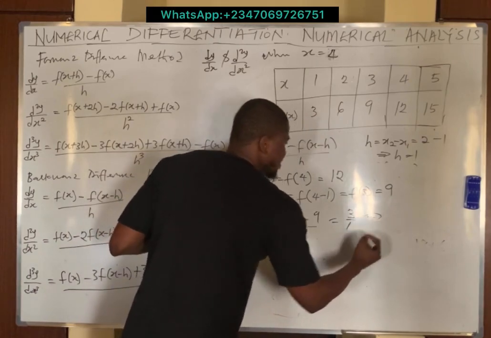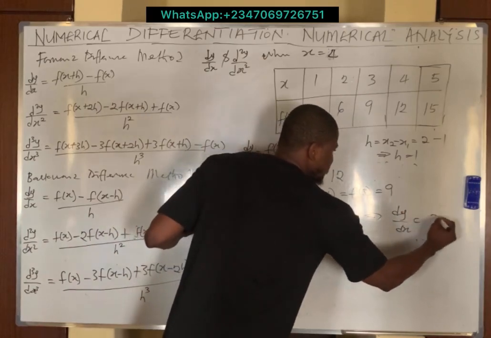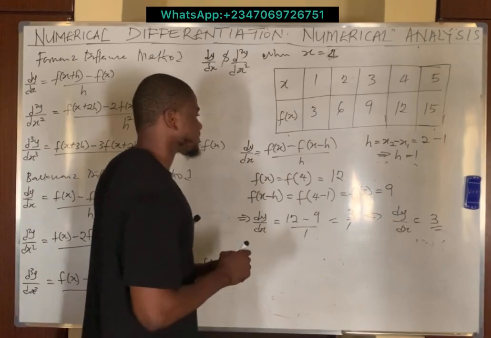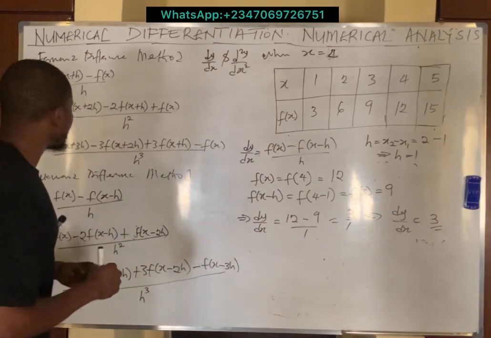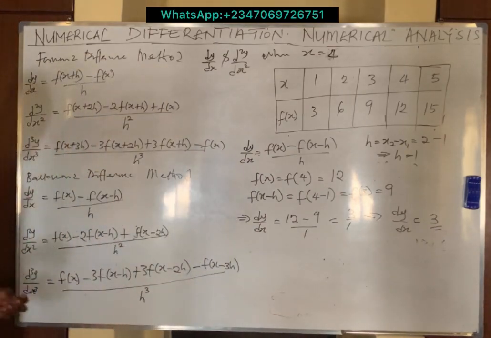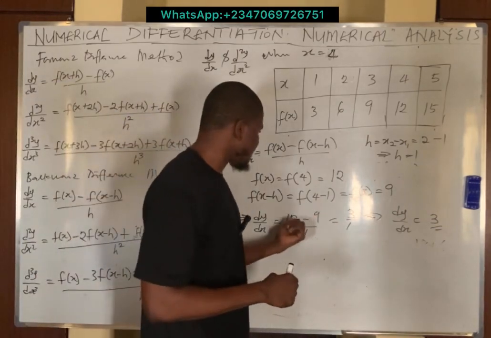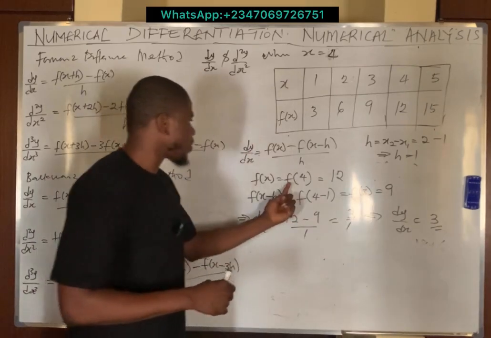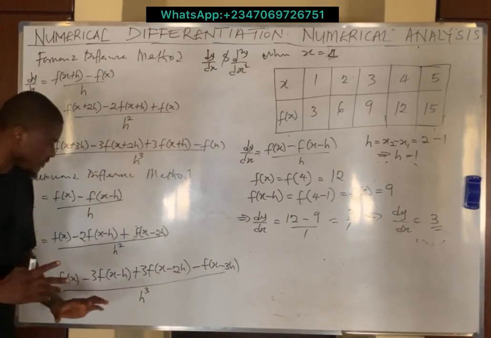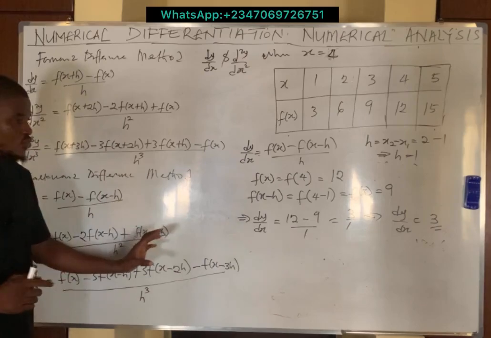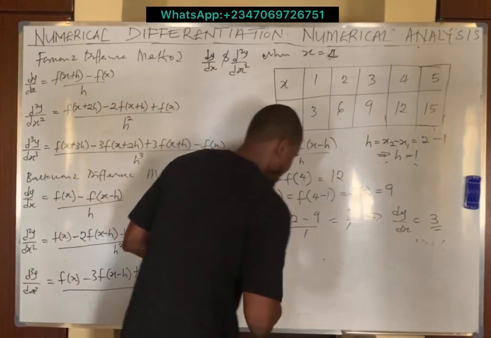So this implies that for the backward difference method, dy/dx is equal to 3. Okay, so we now move to the second derivative approximation. If you look at the formula, again, you have f(x - h). We already have this value, so we're going to be keeping it. f(x - h) is here as 9. We also have f(x) from that formula. So all we need to find now is f(x - 2h), right? So we simply look for f(x - 2h).